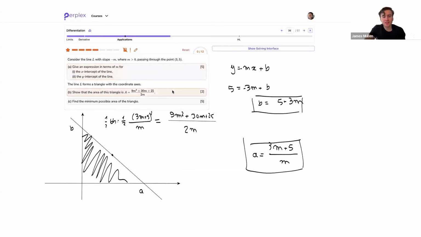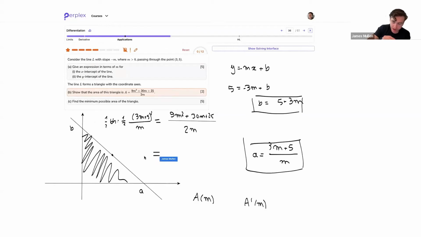And in part C, I'm asked to find the minimum possible area of the triangle. So I have this function for the area in terms of m, and I want to find when it's minimum. First, I need to find when it's stationary, and hopefully that will correspond to a minimum. I could use the quotient rule to take this derivative, but I don't want to.